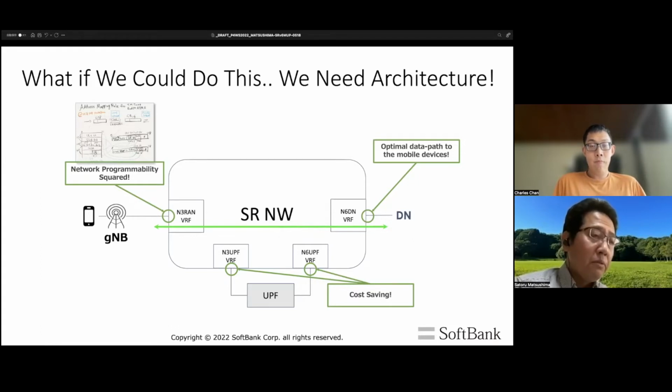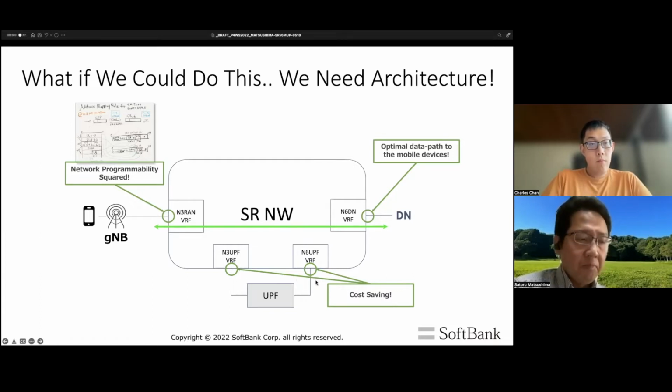If we can do this, we can achieve not only an optimized path like this, but we can also save the cost to support the huge traffic going to the UPF. In that view, we just need to prepare enough bandwidth in the interface on this and this. But if we cannot do this, we have to prepare the same bandwidth in addition to the N3 and N6 bars. We need to prepare the bandwidth on the UPF side on both of the N3 and N6. That's a huge cost saving opportunity for us, not to mention the huge traffic supported through the UPF.